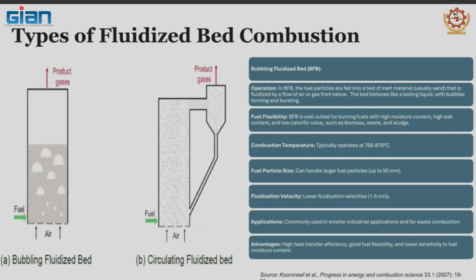You burn it either in a bubbling bed, which is here, and this is what we are covering. I want you to pay attention to the operating temperature range. It's between 760, well, it could be as high as 900, but we don't want to go there. So usually in my designs, I always keep it at 850, which is a safe value for a variety of reasons that I will expand on more.